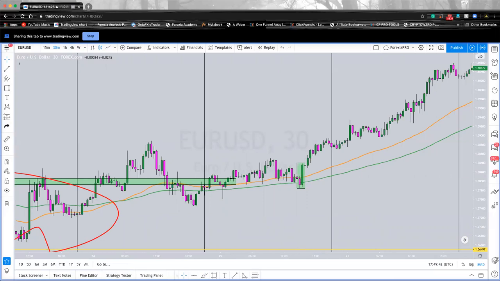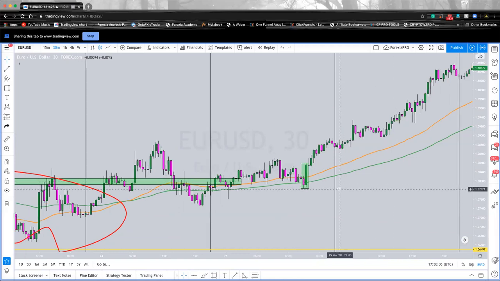Let me check the chat again. So do you enter when it tests 100 or 50? Either of them. I more like to see a rejection like this, and then if that rejection happened, I don't really care which one it is. It's exhaustion when price can break it and go to the opposite. Yeah. So you mean here.